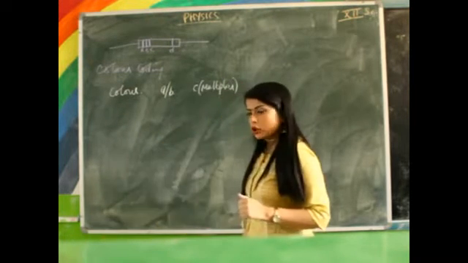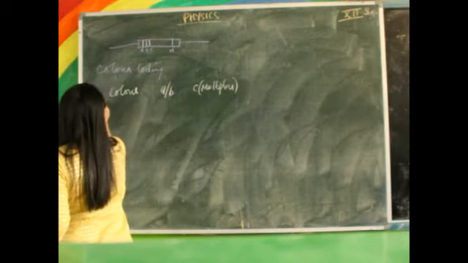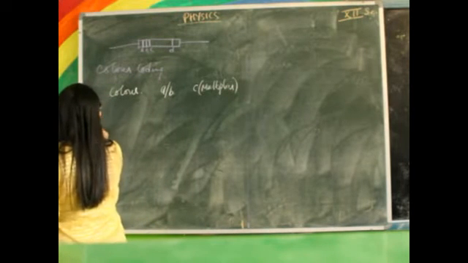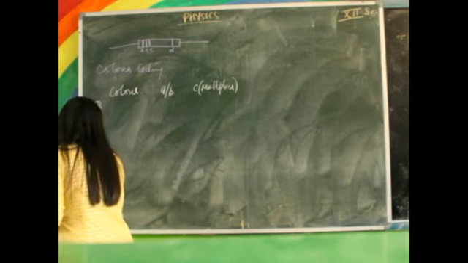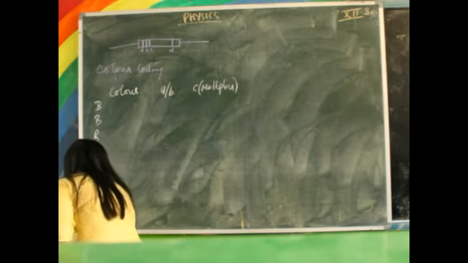And D is the tolerance. I'll tell you about that. Now first let us discuss the color. To remember the color, we write it this way: B.B. Roy of Great Britain visited Gateway of India.